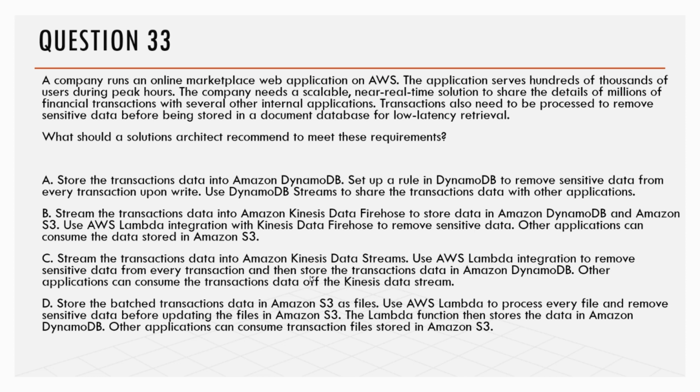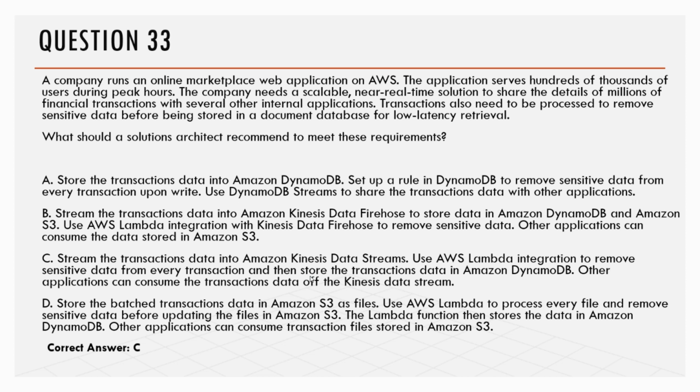Option C, stream the transactions data into Amazon Kinesis Data Streams. Use AWS Lambda integration to remove sensitive data from every transaction and then store the transactions data in Amazon DynamoDB. Other applications can consume the transactions data off the Kinesis data stream. Then comes option D, which says store the batch transactions data in Amazon S3 as files. Use AWS Lambda to process every file and remove sensitive data before updating the files in Amazon S3. The Lambda function then stores the data in Amazon DynamoDB. Other applications can consume transaction files stored in Amazon S3.